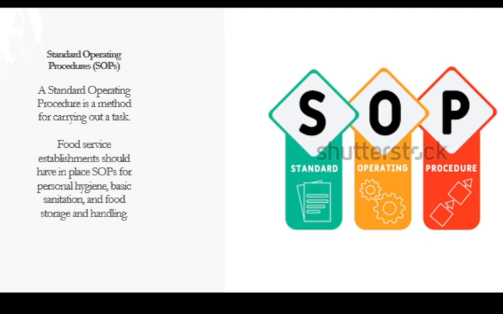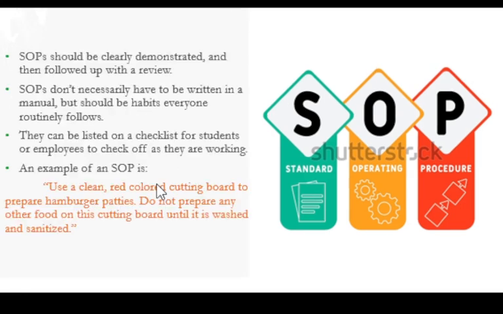They can be listed on a checklist for students or employees to check off as they are working. As an example of an SOP: use a clean red-colored cutting board to prepare hamburger patties. Do not prepare any other food on this cutting board until it is washed and sanitized.